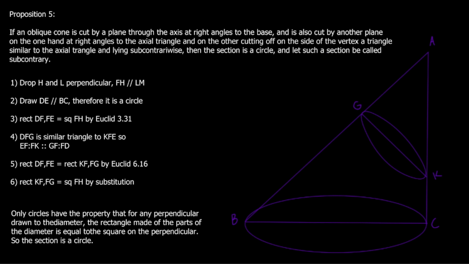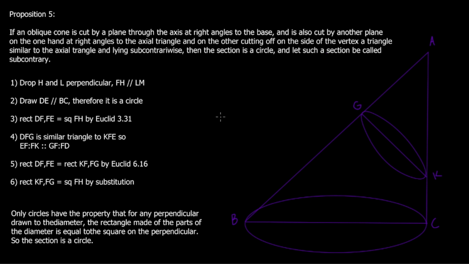Proposition 5. If an oblique cone is cut by a plane through the axis at right angles to the base, and is also cut by another plane on one hand at right angles to the axial triangle, and on the other cutting off on the side of the vertex a triangle similar to the axial triangle and lying subcontrary-wise, then the section is a circle, and let such a section be called subcontrary.